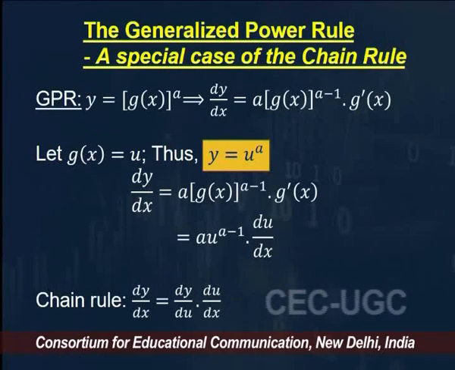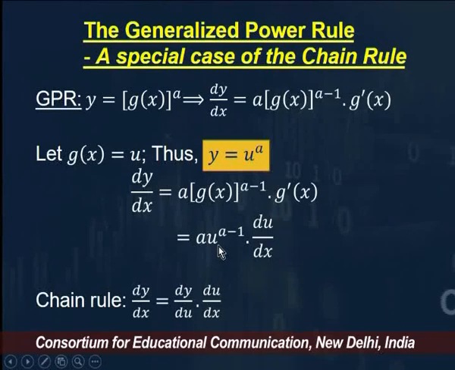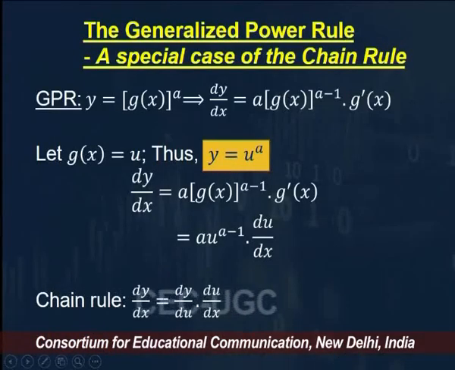So if you notice here, this a times u to the power a minus 1 is nothing but dy by du, because y is equal to u to the power a, as we put g of x equal to u. So dy by du will be a times u to the power a minus 1, and that is then multiplied by du by dx. So dy by dx, as far as the chain rule is concerned, is dy by du times du by dx, which is exactly the same calculation that we have done. So we can argue that the generalized power rule is a special case of the chain rule where in particular y is equal to u to the power a.